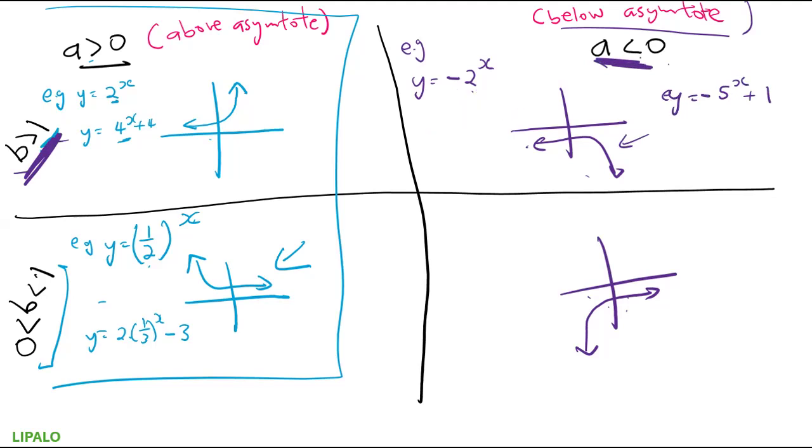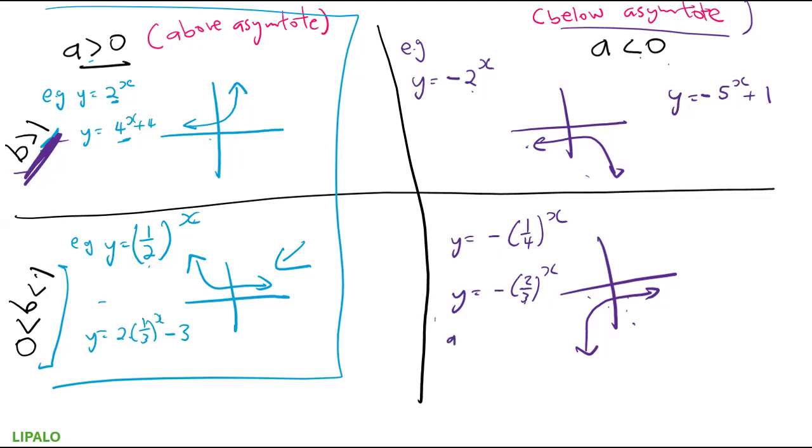I've given you examples of those type of graphs. Now, lastly, let us say we have A being negative and B is a fraction. Y is equal to negative 1 over 4 exponent x. This is what you're going to have. Something like this: y is equal to negative 2 over 3 exponent x, right?